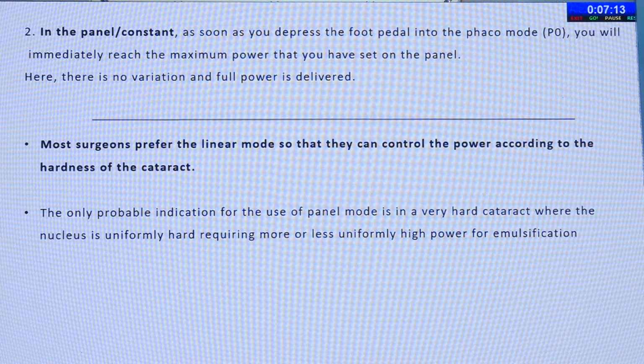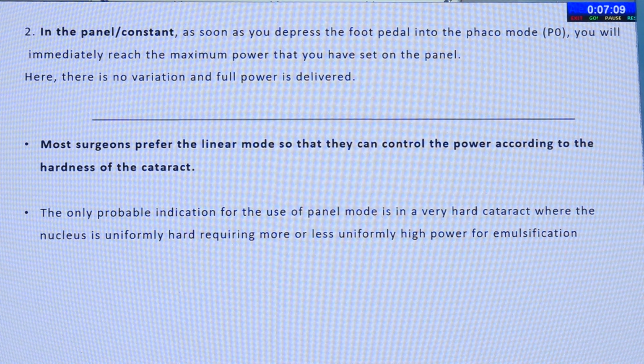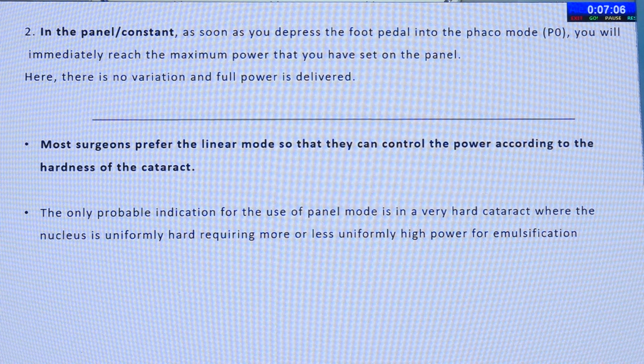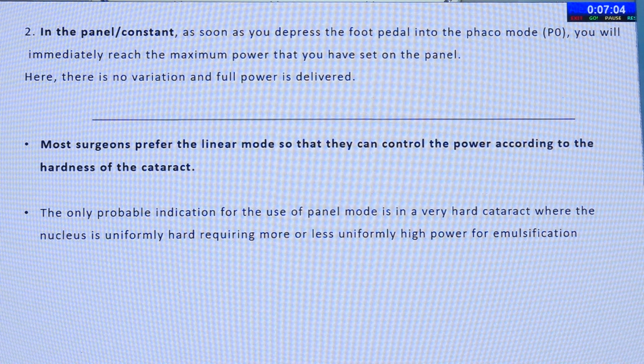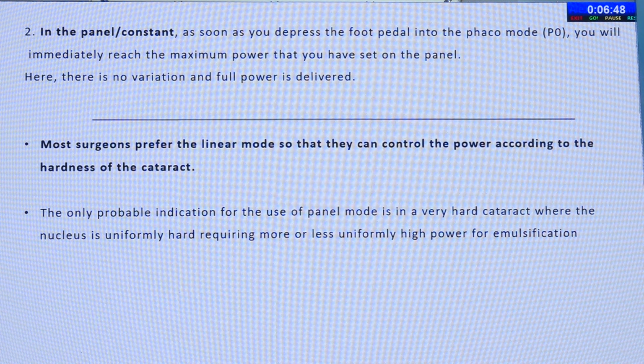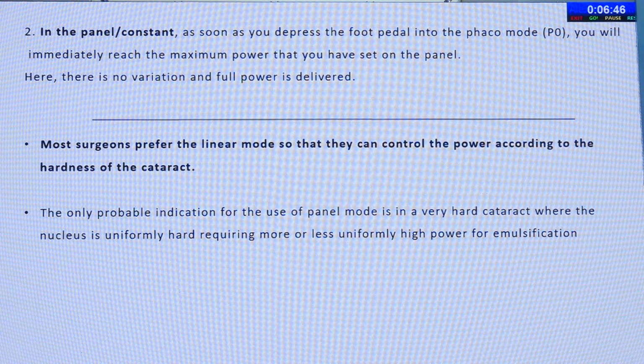Whereas in panel or constant mode, as soon as you go to the phaco mode, full power will be delivered into the eye, which means that there is no variation here. The full power is delivered whenever you go to the phaco mode. Most of the surgeons prefer the linear mode so that they can have better control. Whereas the only probable indication for the panel mode or the constant mode is where the nucleus is extremely hard and you know that it's uniformly hard and you need uniform energy. You can specially use it in cases like direct chop.